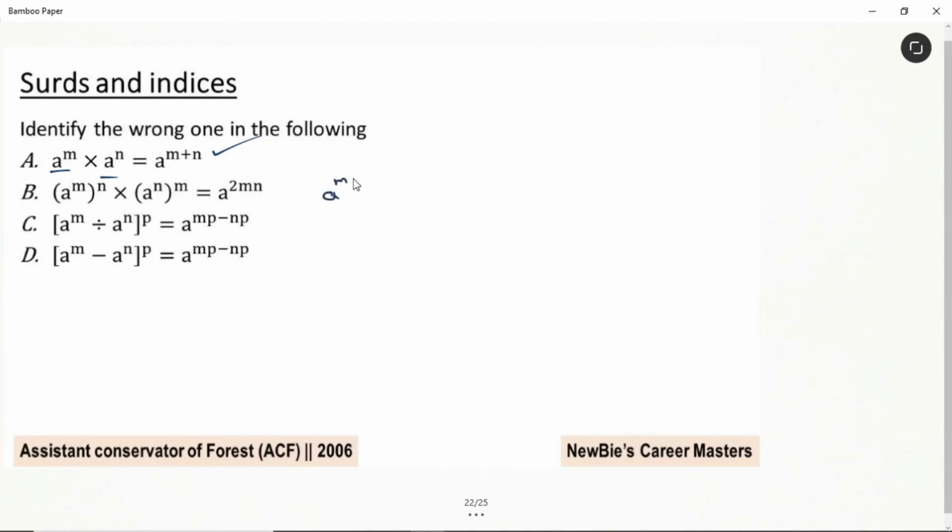A power mn, bracket means multiply, correct? Then a power nm is equal to, see, you can write this as mn also. Okay, now a power mn plus mn is equal to a power 2mn. Correct, right? Now option B is also correct. Okay, then we'll come to option C.